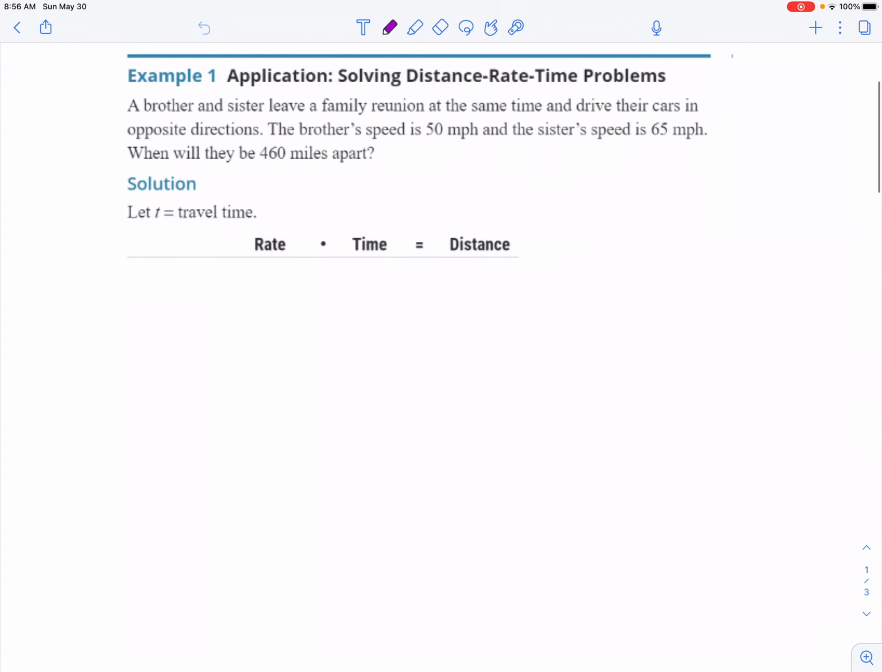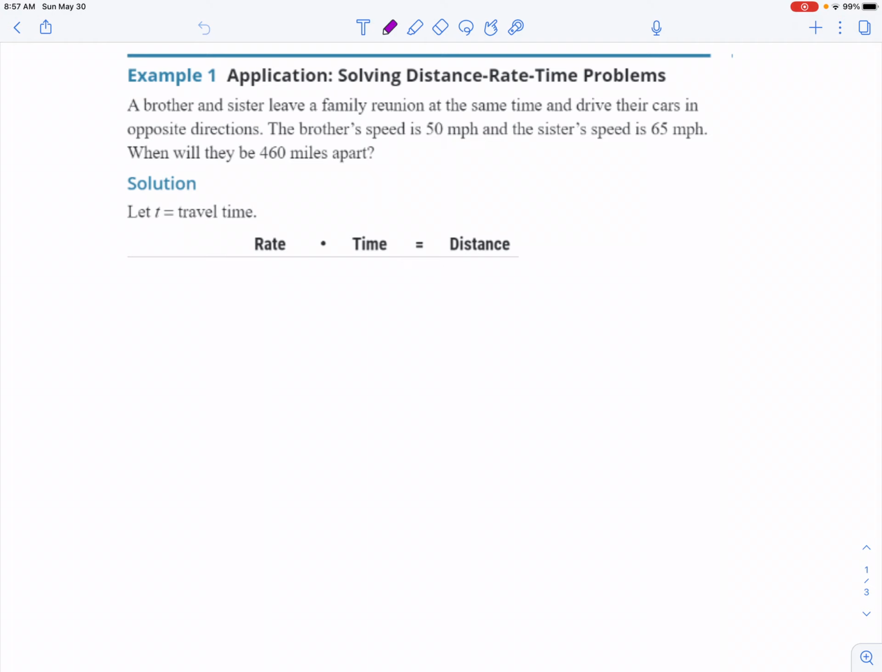A brother and sister leave a family reunion at the same time and drive their cars in opposite directions. The brother's speed is 50 miles per hour. The sister's speed is 65 miles per hour. When will they be 460 miles apart?